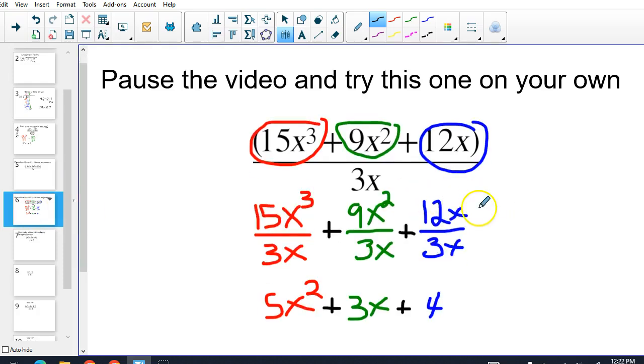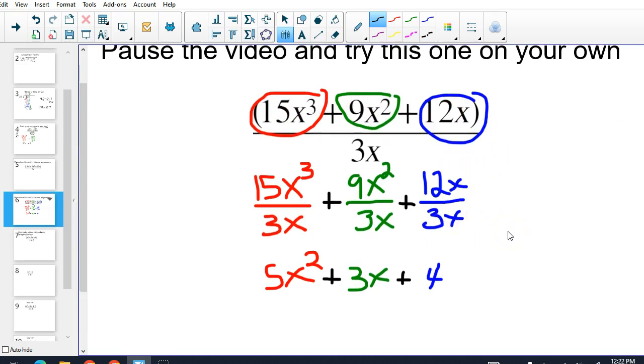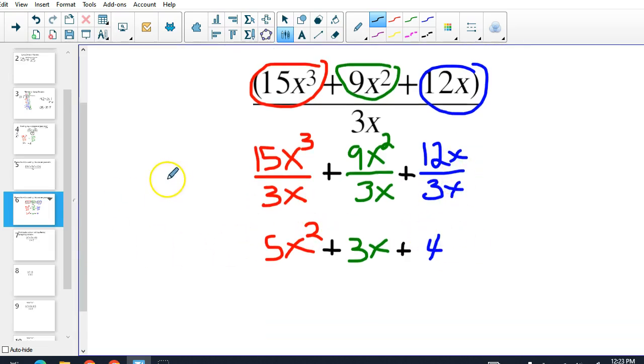So, dividing by monomial, all we're going to do is break it up into our 3 pieces. So our 15x cubed gets divided by 3x, our 9x squared gets divided by 3x, and our 12x gets divided by 3x. Dividing each piece, 15 divided by 3 gives us 5. Dividing the x's, 3 minus 1 is 2. 9 divided by 3 is 3. X squared divided by x, 2 minus 1 is 1. 12x divided by 3 gives us 4, and x divided by x cancels out, and we're left with nothing.